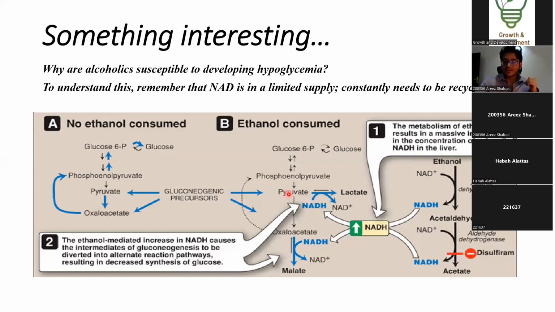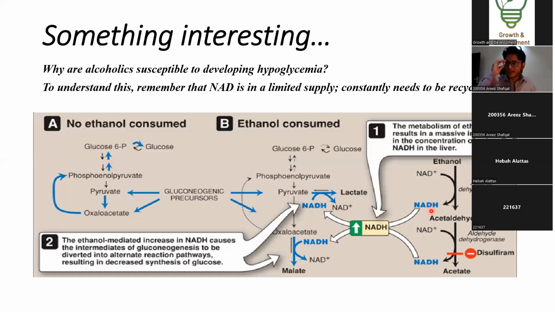So what it does is it converts pyruvate to lactate, and that regenerates the NAD, and it converts oxaloacetate to malate. You don't need to remember these steps specifically, okay? But I'm telling you this because pyruvate and oxaloacetate are used in gluconeogenesis. So by converting pyruvate to lactate and oxaloacetate to malate, these can no longer go into gluconeogenesis. And so alcoholism will decrease gluconeogenesis because of this increased NADH production.